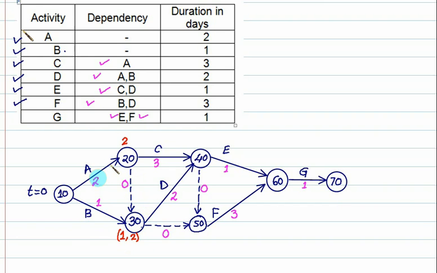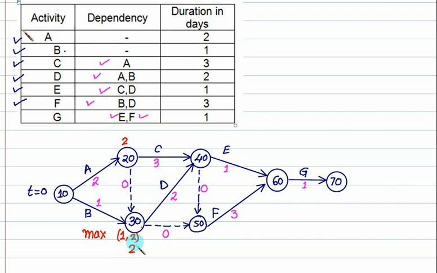Forward calculation. I will start with t equal to 0. How many days required to complete A? 2. So you write 2 because there is only one previous arrow. For this one, do you have 2 previous arrows? Your time is 1, and if you come along this one, this time is 2. Out of this, which one is maximum, you have to finalize. So maximum time equals to 2.